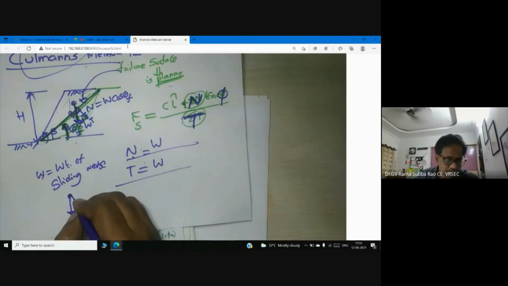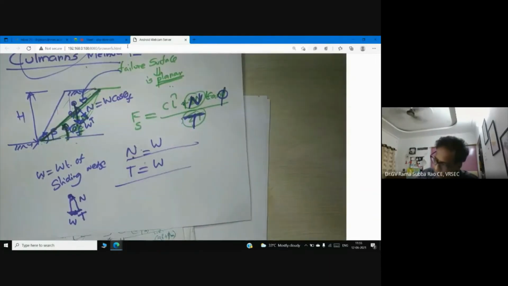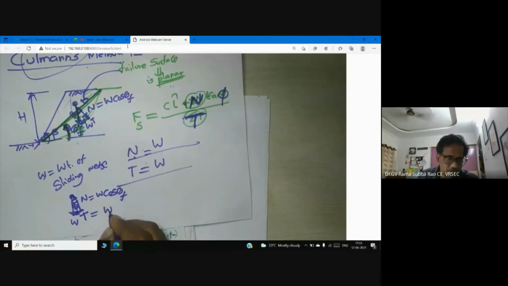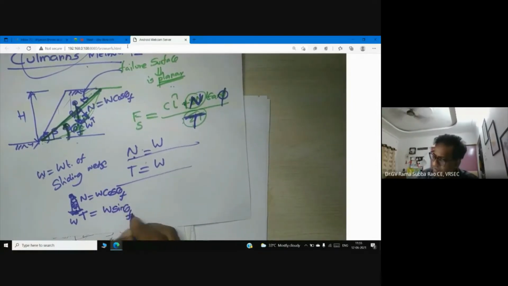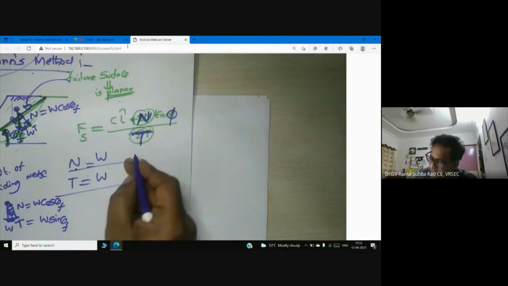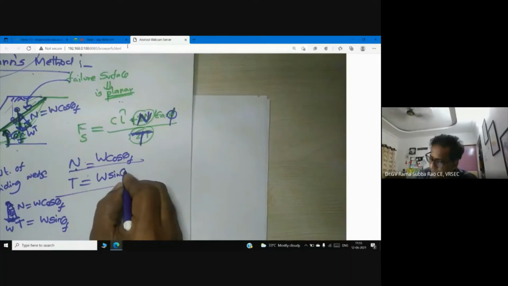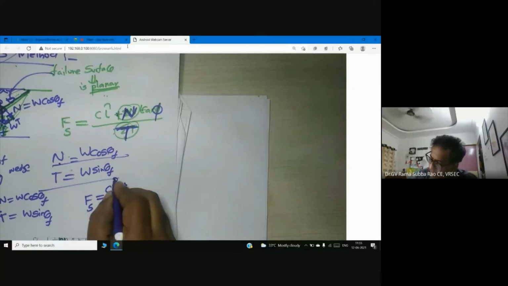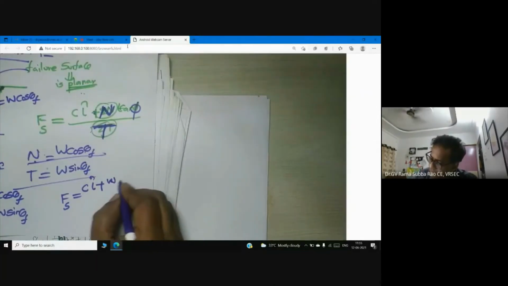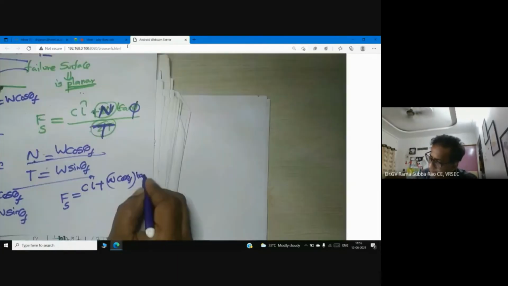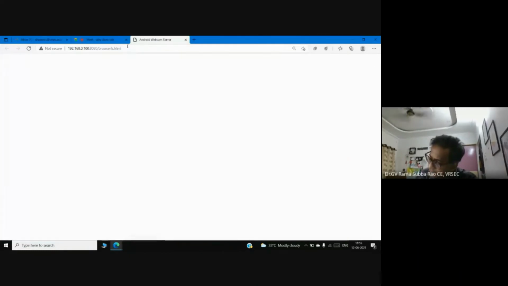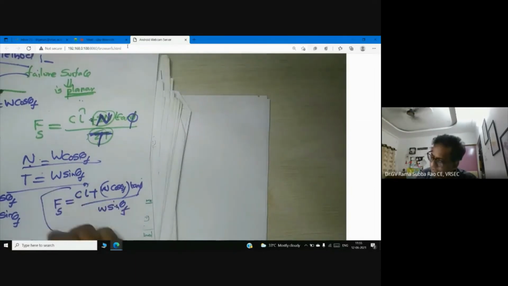So can anyone tell me how to calculate the normal force now? It is theta F. N is W cos theta F. What about the tangential force? W sin theta F. Don't worry, I will explain cos theta F, sin theta F. Factor of safety is equal to C into length of the arc plus W cos theta F tan phi, divided by W sin theta F. This is the answer.